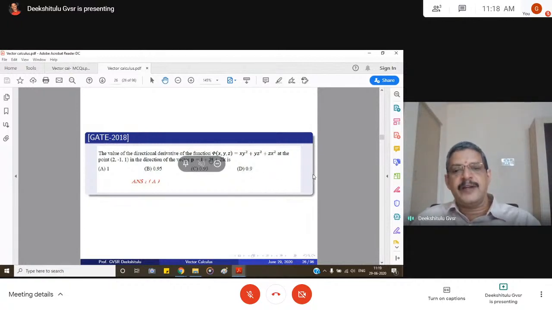First find grad phi, that is (2xy plus 2zx) i, plus (x square plus z square) j, plus (2yz plus x square) k. Find the grad phi at the point (2, -1, 1). Dot the unit vector along this direction. So the gradient at this point dot the unit vector along this, which is i plus 2j plus 2k by square root of 1 plus 4 plus 4, that is 9, that is 3. So the grad phi at this point dot (i plus 2j plus 2k) by 3, that gives you the answer.